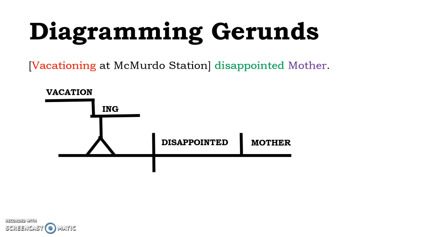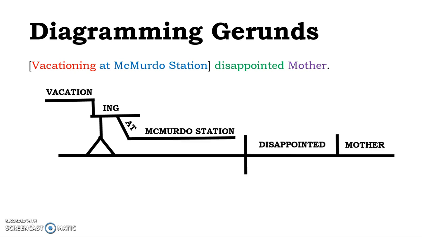Now we have this remaining piece, at McMurdo Station, which tells us where. We're talking about vacationing. Where? Where is an adverb question. So we know we have to put that descending from our pedestal, our gerund pedestal, so we can modify our baseline diagram like this. And we know that in this case, there's no direct object for the gerund, and that our prepositional phrase is then adverbial.